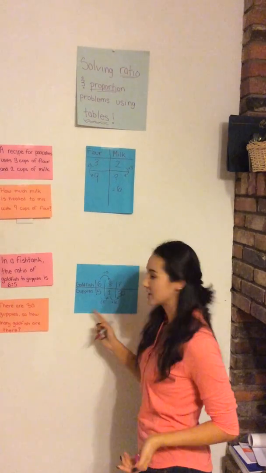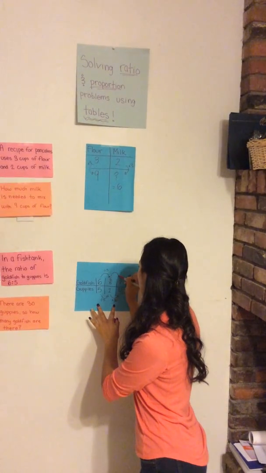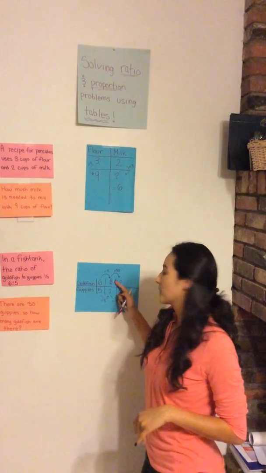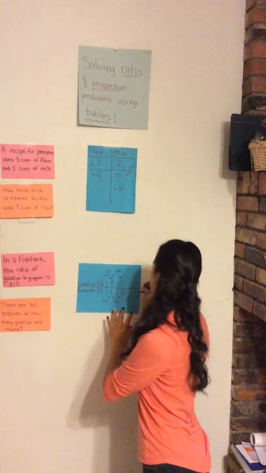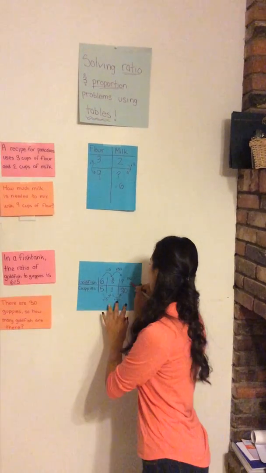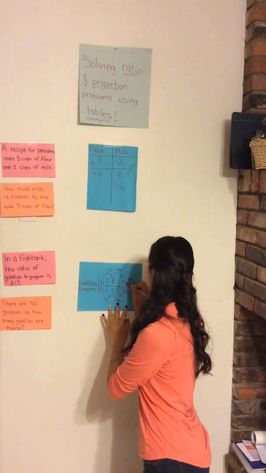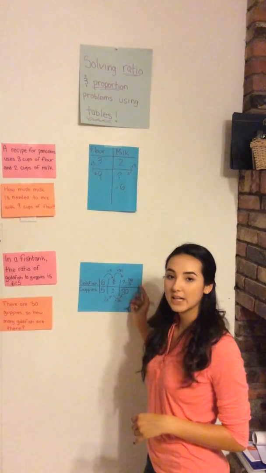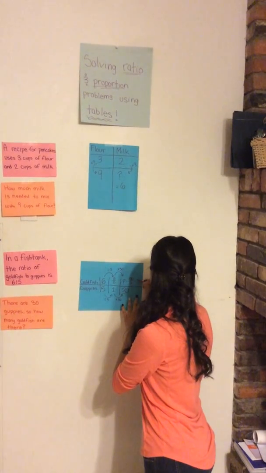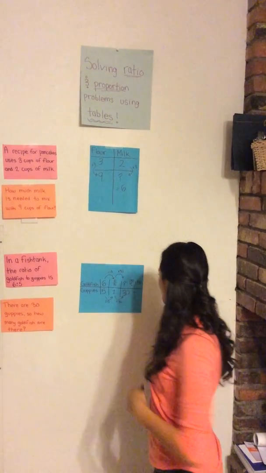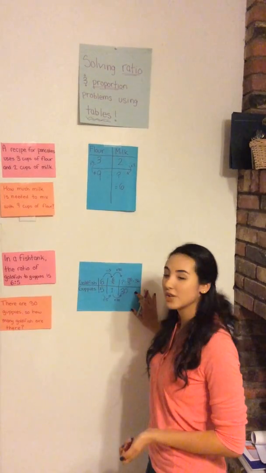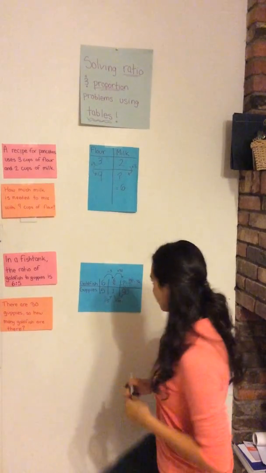And again, we're going to do the same thing on top. Okay, so what's 6 times 30? 180. And this is over 5. Alright, and 180 divided by 5 is 36. Okay, so our answer is 36 goldfish and 30 guppies are inside of our fish tank.